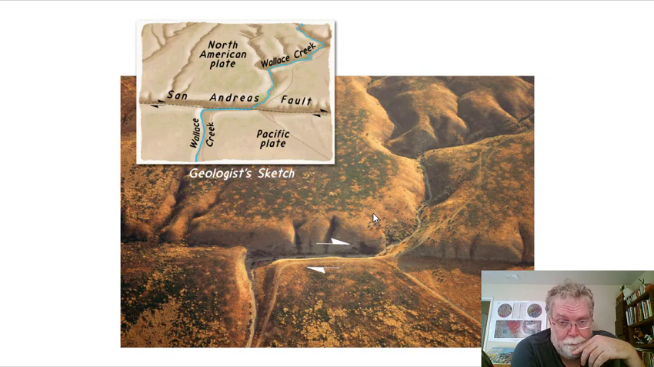With these offsets, right? There's that creek coming down, ends up over here. If this wasn't moving, it would just come down out onto this plain. So there's our plate boundaries.